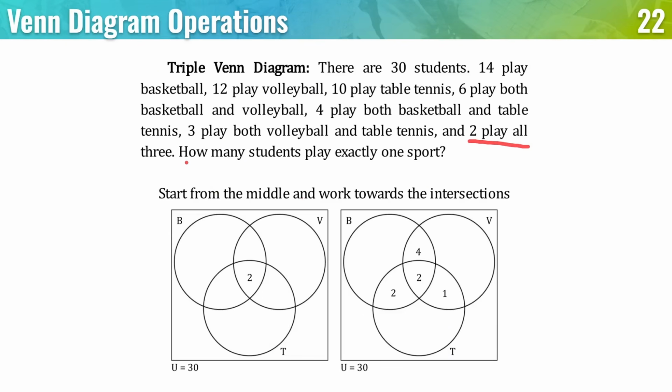So the question asks, how many students play exactly one sport? What we're working towards is this area, and this area, without the intersections. So when we start with 2 that play all 3 sports, we put it in the intersection of B, V, and T. Next, we go to 6 play both basketball and volleyball.